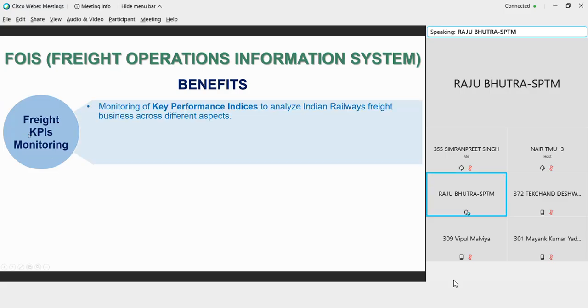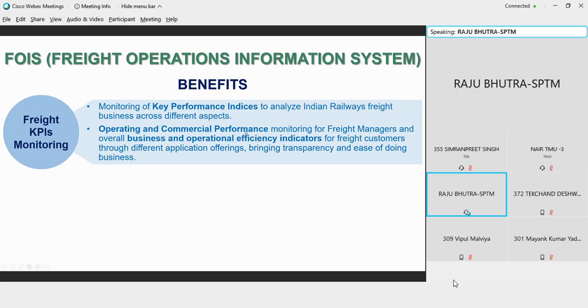What are KPIs? KPIs are key performance indices. So monitoring of key performance indices to analyze the Indian Railways freight business across different aspects, operating and commercial performance monitoring for freight managers, and overall business and operational efficiency indicators for freight customers through different application offerings, bringing transparency and ease of doing business. All the key performance indices can also be monitored. This is a good management tool.